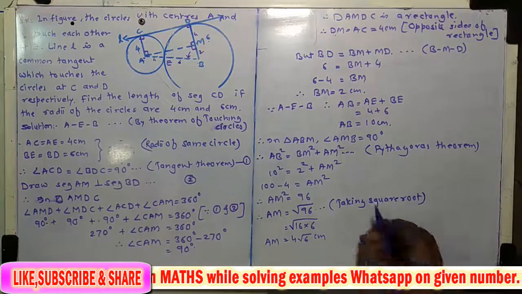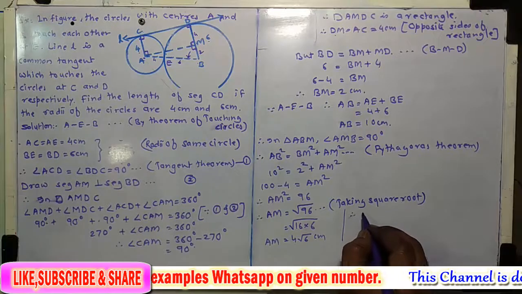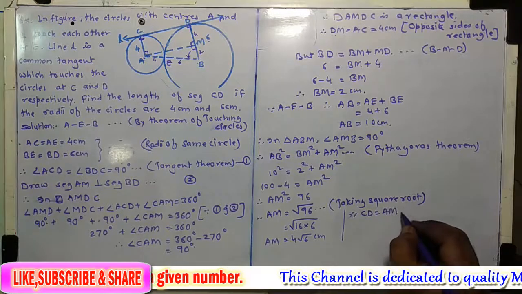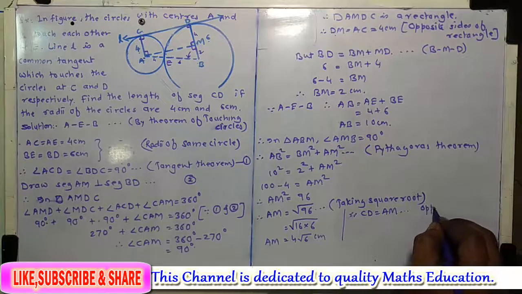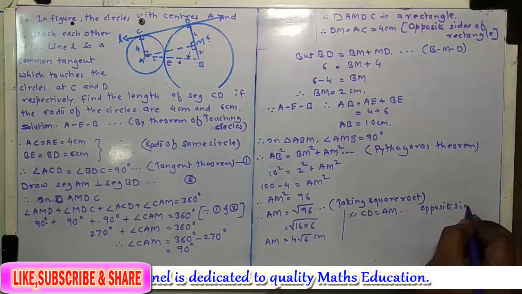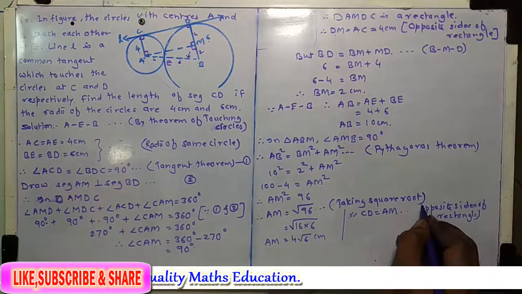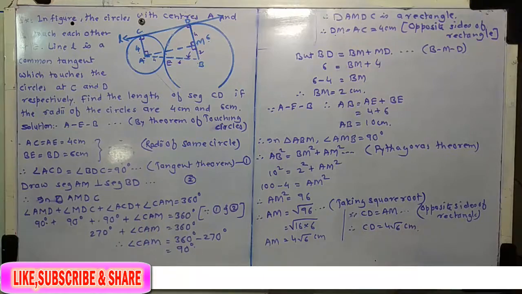Okay, but we can write here therefore CD is equal to, since CD is equal to AM. Reason is opposite sides of rectangle. Opposite sides of rectangle, this is the reason, and therefore CD is equal to 4 root 6 centimeter. Okay, so in this way we have to solve this example. Yes, any doubt in this? No? Good.